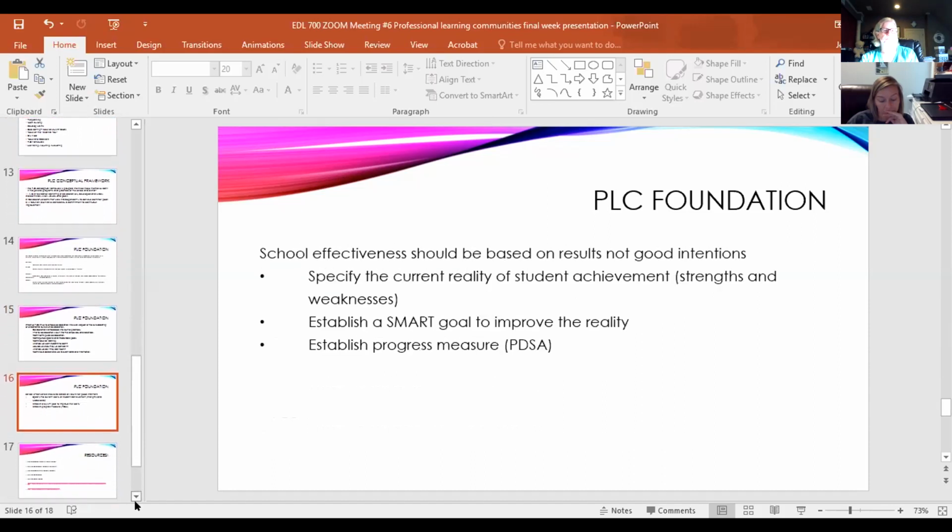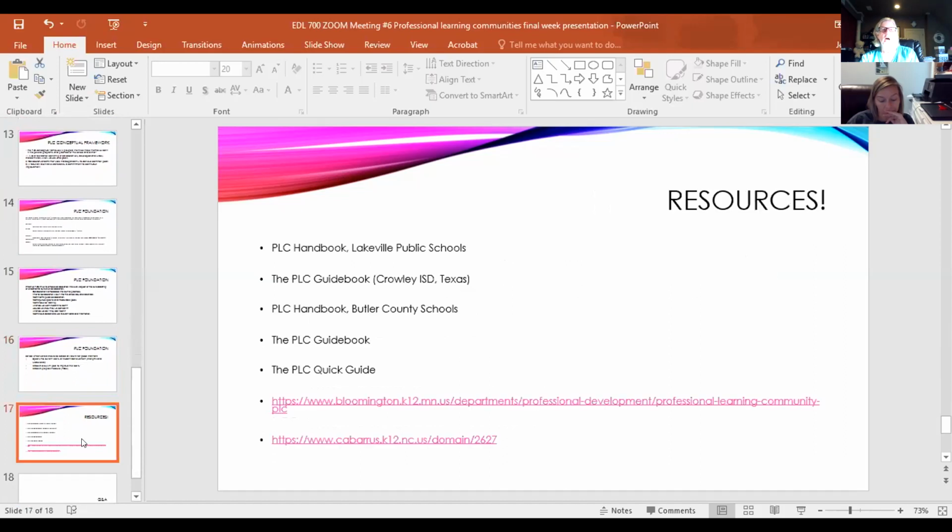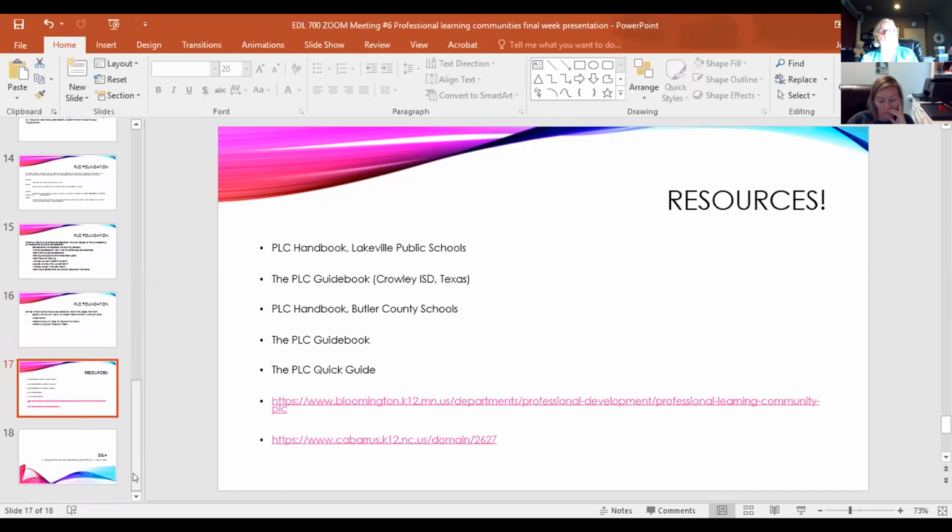And let's see, we can skip some of this. There are some additional resources too that I've listed for you guys that I think are particularly helpful. You can just do Google searches on these, but, for example, the PLC guidebook from Crowley ISD in Texas is excellent. In fact, if I were you, I'd download it and shamelessly use a lot of their information because they really have it laid out very nicely. The same is true for some of these others. I've given you a couple of links, but the rest of them you can just do a Google search, and I think I put a couple of them in your resources.